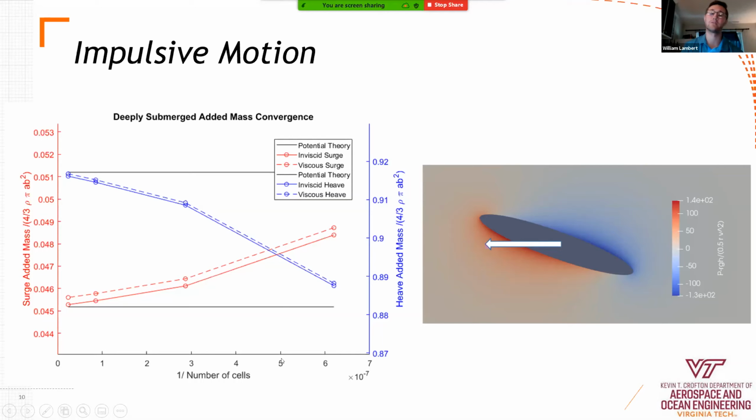So as 1 over the number of cells goes to 0, we see that the inviscid surge and heave respectively converge onto the potential flow theory. We also see slight differences when we pull out the added mass for the viscous cases. These still converge with the mesh, but do not necessarily converge directly onto the potential theory. This slight difference we attributed to the virtual increase in the body size due to the boundary layer creation next to the body.